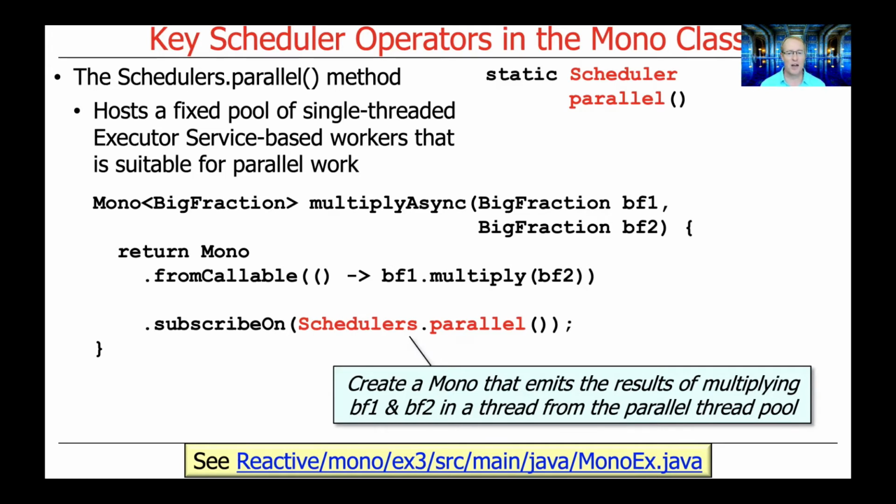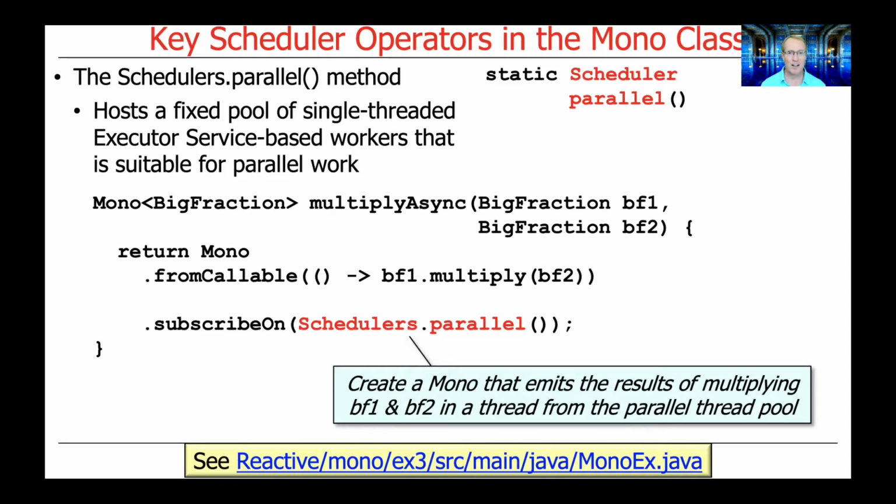This particular method is going to use the fromCallable factory method in order to multiply two big fractions. And it's going to use the subscribeOn method in order to arrange to multiply those big fractions in a thread in the parallel thread pool. What happens here is it's going to create a Mono that will emit the results of multiplying big fraction 1 and big fraction 2 in a thread from that parallel thread pool. Notice how convenient and declarative this approach is.